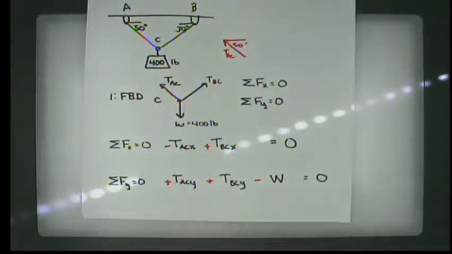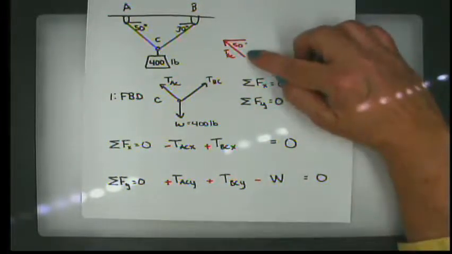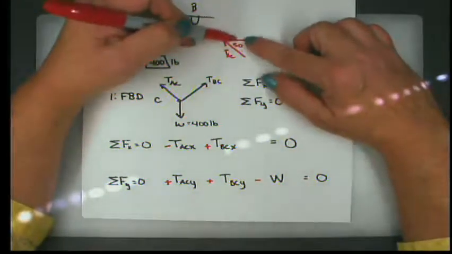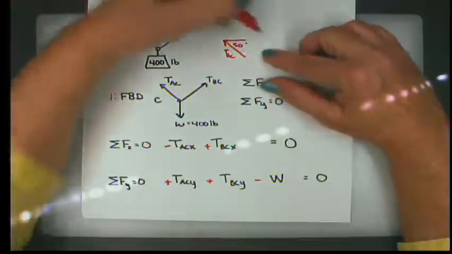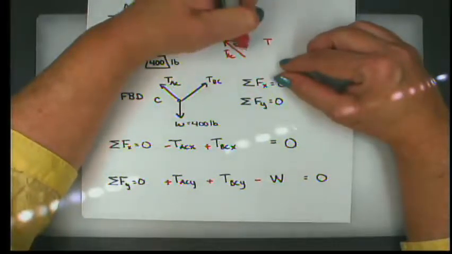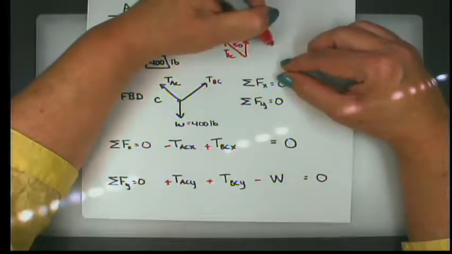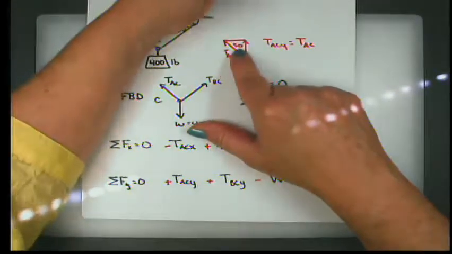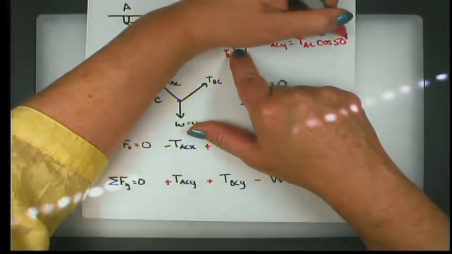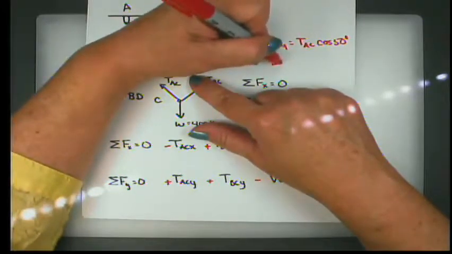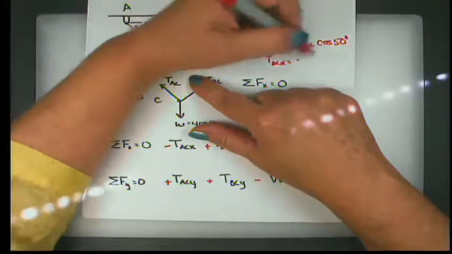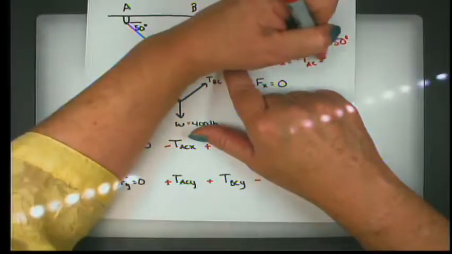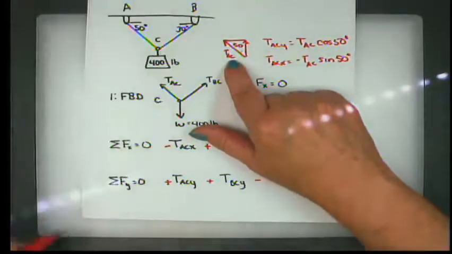All right, now I need to figure out what those components are. Well, if I look at TAC and I have this 50-degree angle, I know that the adjacent and hypotenuse are the cosine. So TAC in the y direction, which is right here, is going to be the entirety of TAC, the tension in AC, times the cosine of 50 degrees. And TAC in the x direction is negative, but it's going to be that hypotenuse, which is TAC, the entirety of the tension, times the sine of 50 degrees.